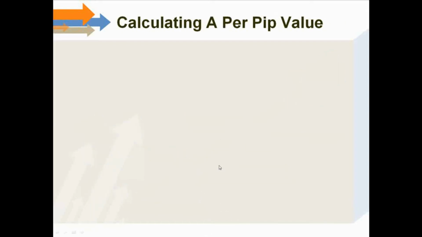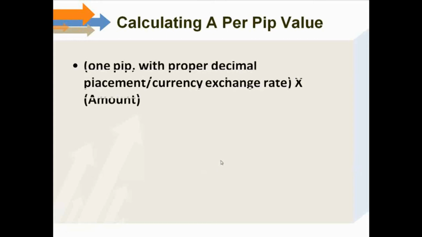So to begin with, let's talk about calculating a per pip value. Calculating a per pip value is fairly simple. You take 1 pip with proper decimal placement divided by the currency exchange rate, and this would be the current exchange rate, and then we multiply that by the amount traded, and in most cases that's going to be 100,000 for a full lot or 10,000 for a mini lot.